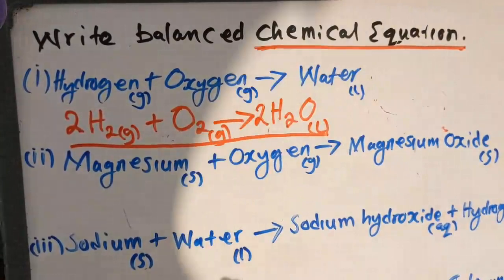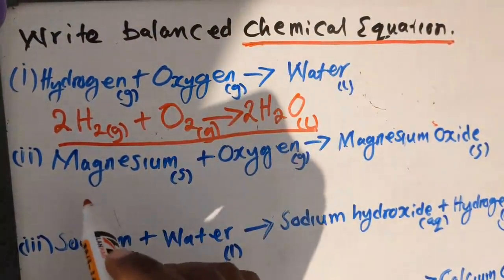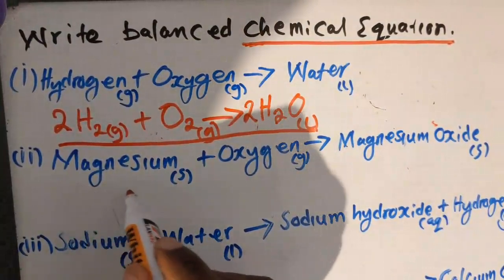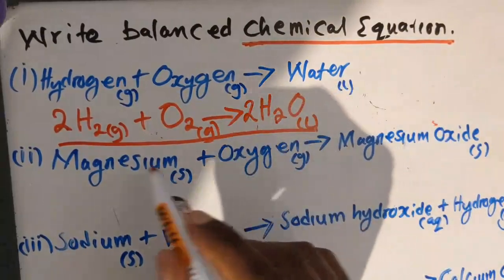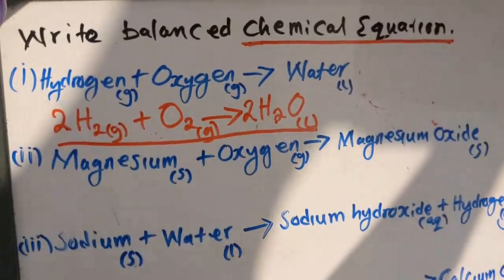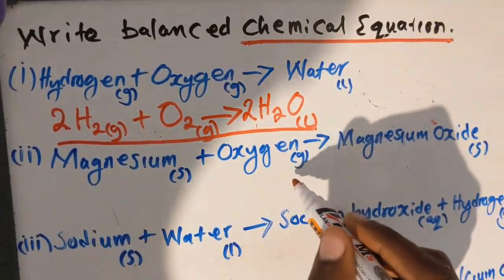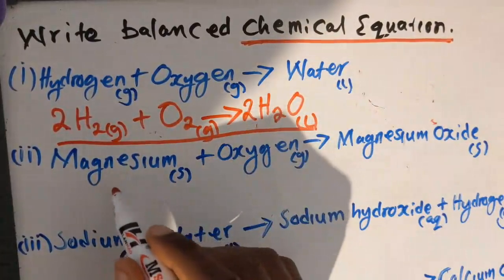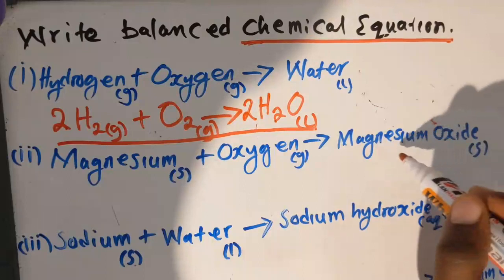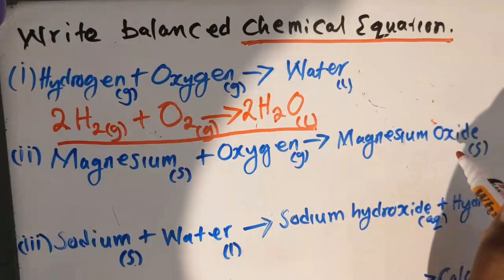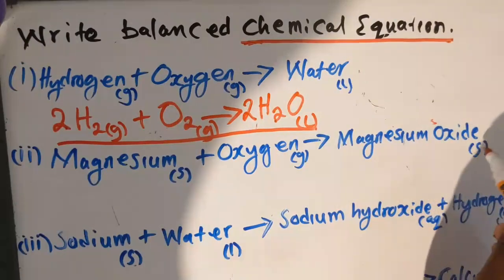Okay, so let's look at the second equation that we have. So we have this equation: magnesium plus oxygen gas. Magnesium solid, magnesium is a metal. Yes, so oxygen, it's a gas. So when magnesium reacts with what? With oxygen, the product is magnesium oxide. Okay, the product is going to be magnesium oxide as a solid.